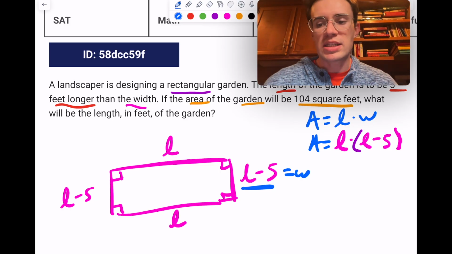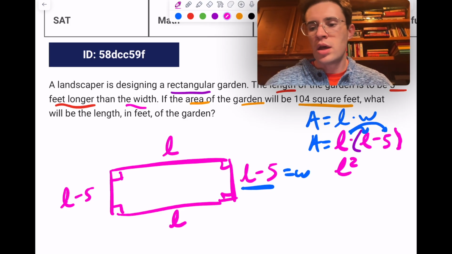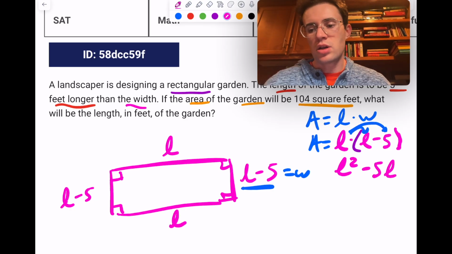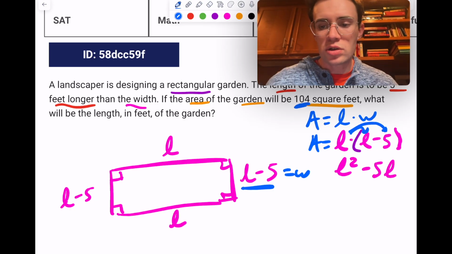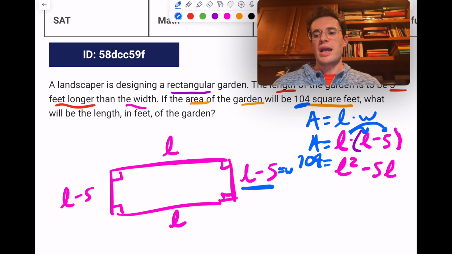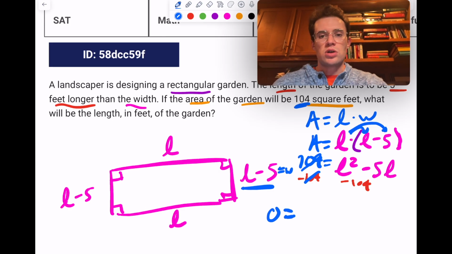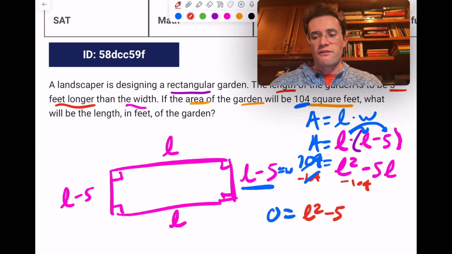And now I have to distribute this L to both terms. L times L will give me L squared. L times minus 5 will be minus 5L. So the area, which we said is equal to 104, and I'll plug that 104 in, is equal to the length squared minus 5L. Okay, what will be the length in feet of the garden? All right, so what we can do now is set it up as a quadratic equal to 0 by subtracting 104 from both sides. And then we'll have 104 minus 104 is 0 over here. We get 0 is equal to the length squared minus 5 times the length minus 104.